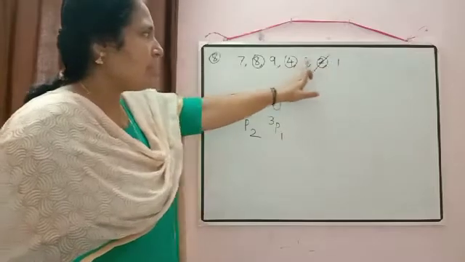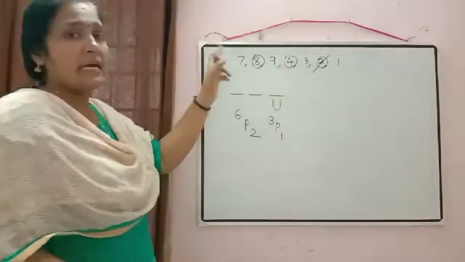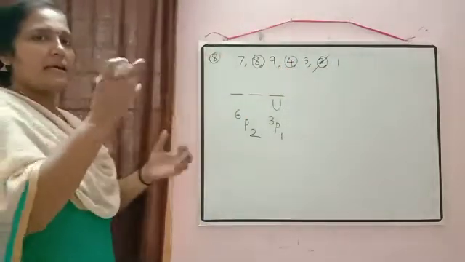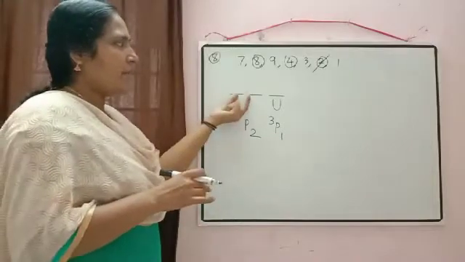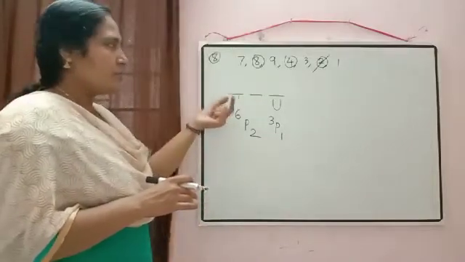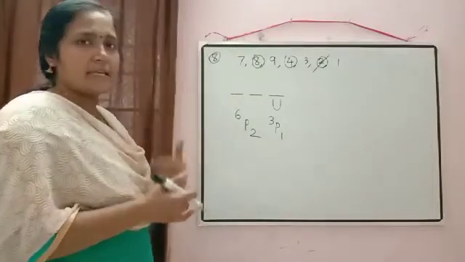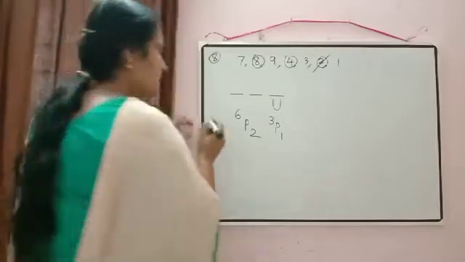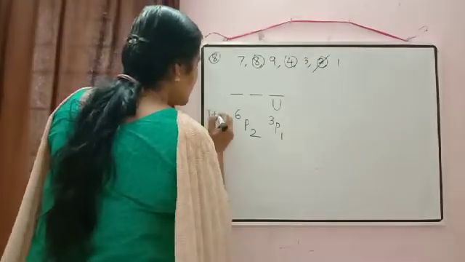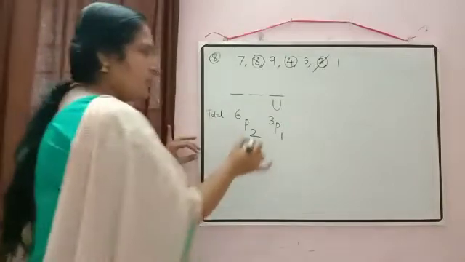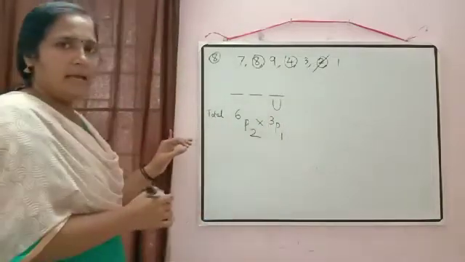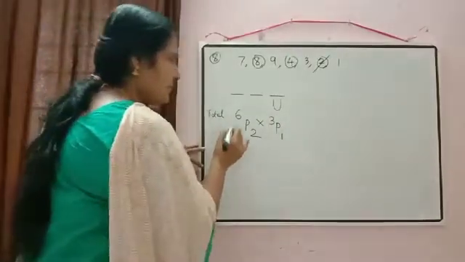Now remaining 1, 2, 3, 4, 5, 6. 6 numbers are there and at a time we have to use only 2 numbers. So this place can be filled in 6p2 ways. So just write down there, total is equal to 6p2 into 3p1. Now we'll use the formula.